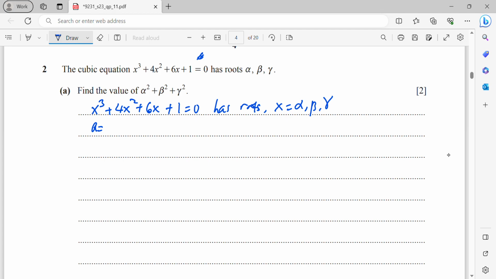The coefficient of x cubed will be 1, which is a. b is the coefficient for x squared, which is 4. c is the coefficient for x, which is 6. Then d is a constant, which is 1.